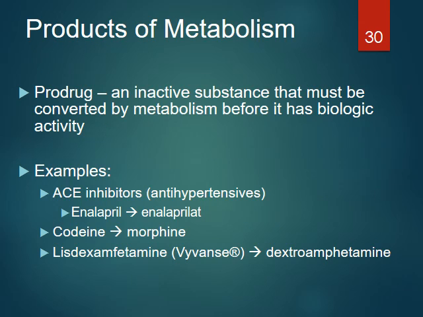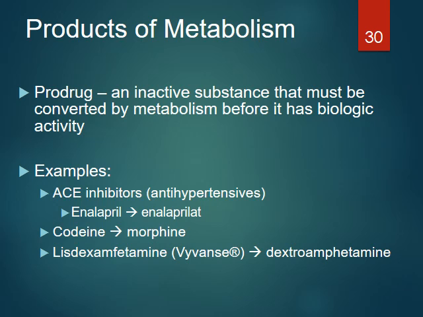One other definition to point out here is the concept of a prodrug. A prodrug is basically going to be a little bit more professional than, say, an amateur drug. Just kidding. A prodrug is actually an inactive substance that has to be converted via some metabolic pathway before it actually has its biologic activity. Some good examples of this would be ACE inhibitors, or angiotensin converting enzyme inhibitors. These are most often used as antihypertensives. The drug that we give orally, one of them is called enalapril.